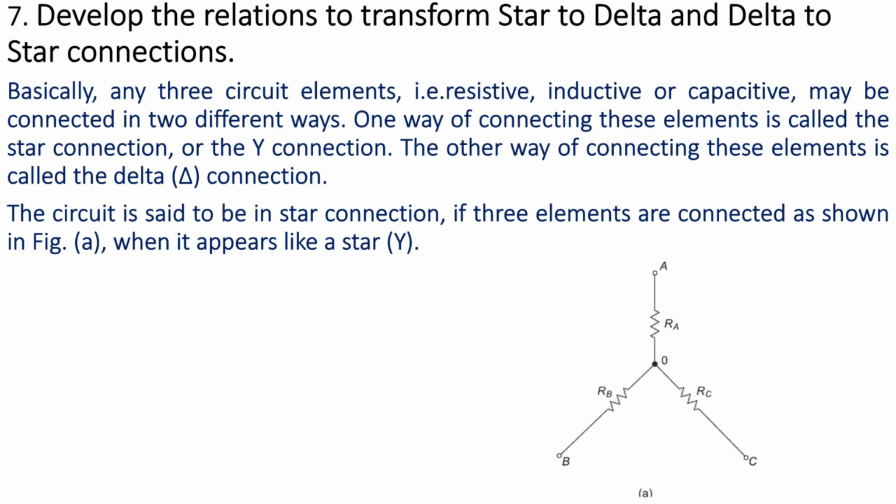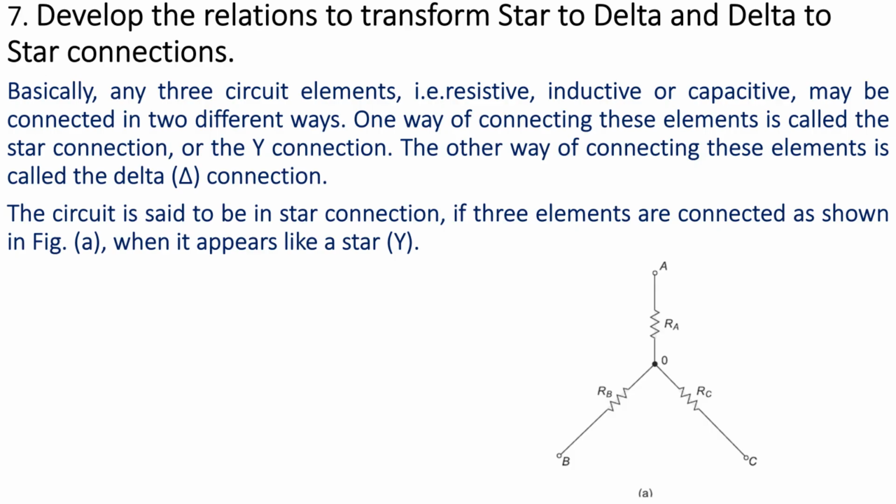7. Develop the relations to transform star to delta and delta to star connections. Basically, any three circuit elements, that is resistive, inductive or capacitive, may be connected in two different ways. One way of connecting these elements is called star connection or Y connection. The other way of connecting these elements is called delta connection.